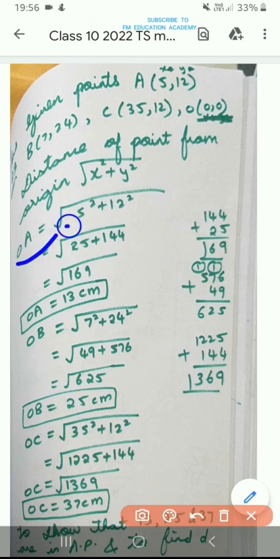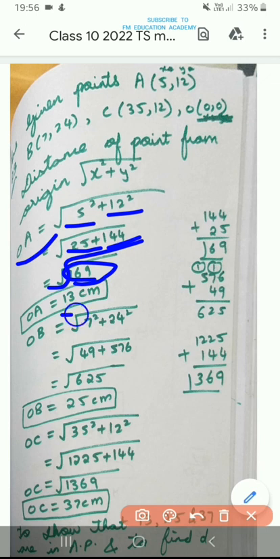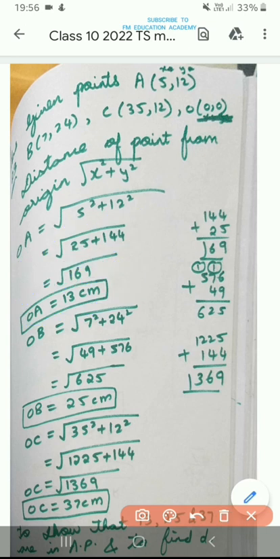So OA means root 5 square plus 12 square. 5 square is 25 plus 12 square is 144. 25 plus 144 is 169. Root 169, if you find out by prime factorization or if you know the perfect squares, you will get 13 centimeter. So OA is 13 centimeter.